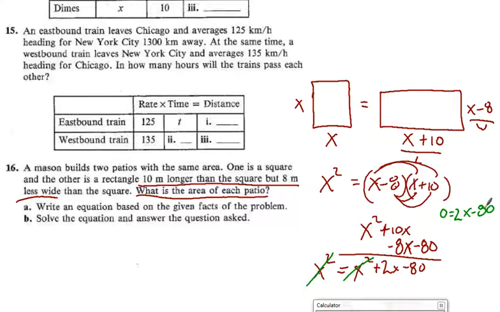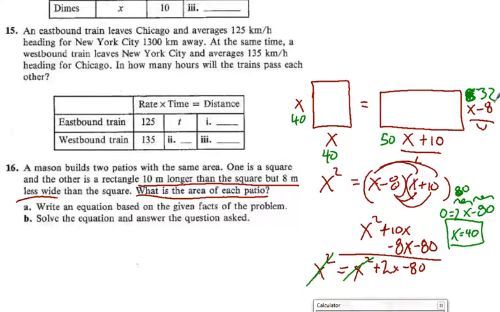Well, hold on a second. This is negative 80. Therefore, this has to be equal to positive 80 for it to be equal to 0, right? Because they're opposites. So therefore, x has to equal 40. But that's not the question that was asked. We have found the value of the side length of the square. And likewise, we've found the side lengths of the rectangle, but that's not what it's asking.